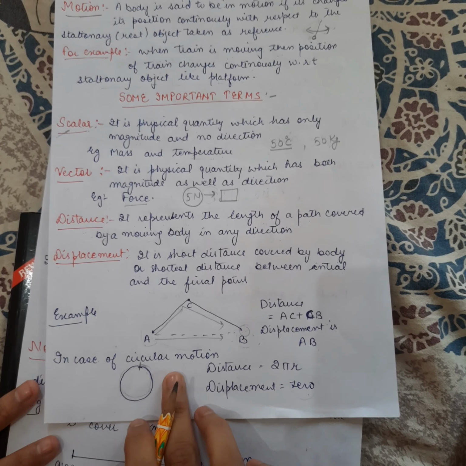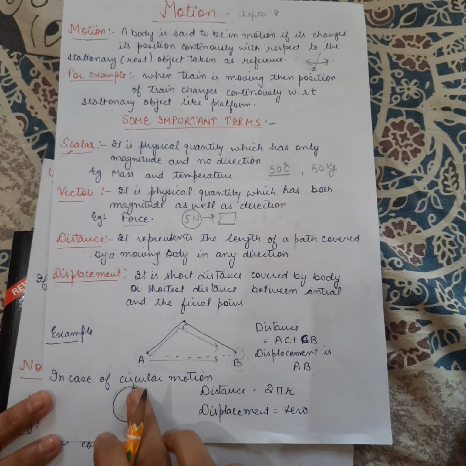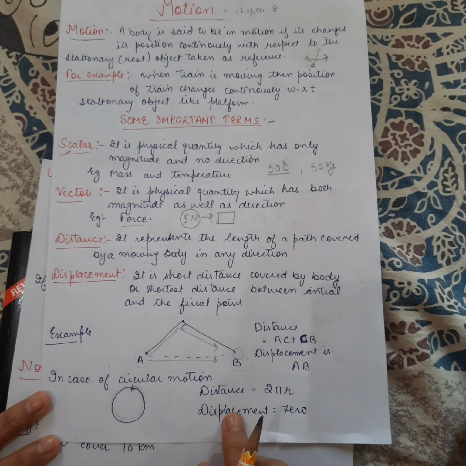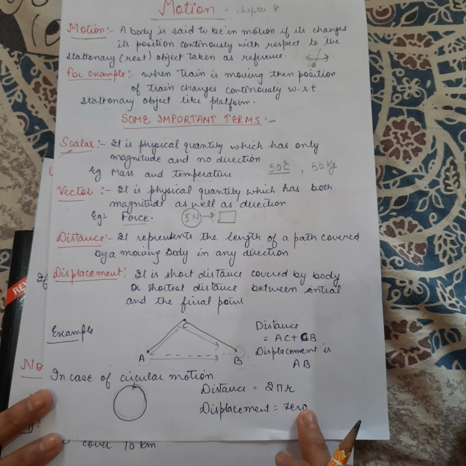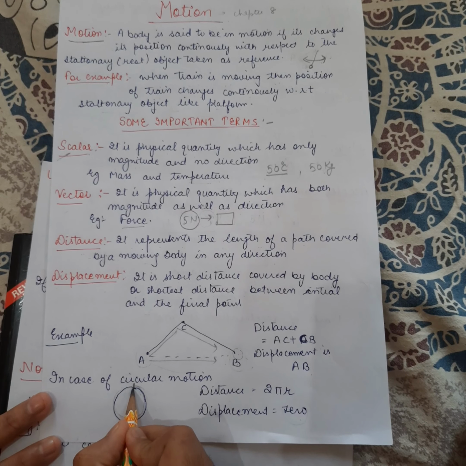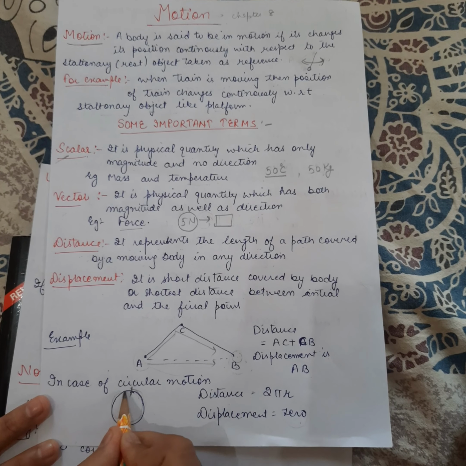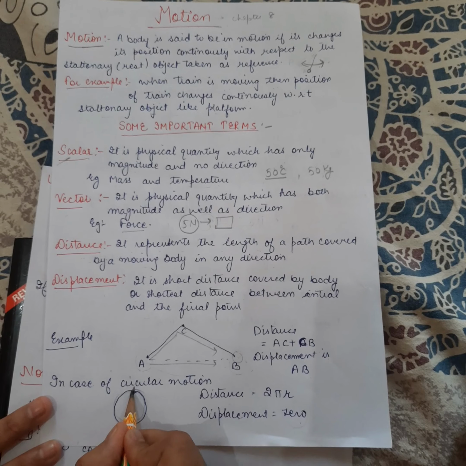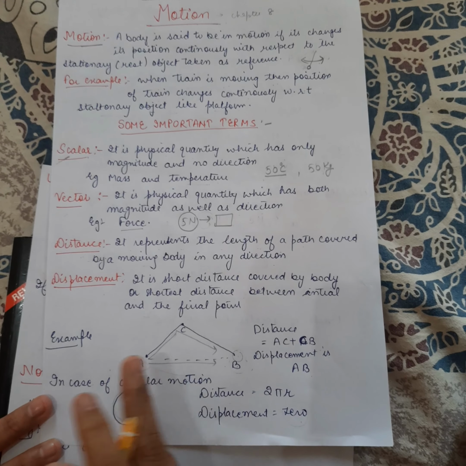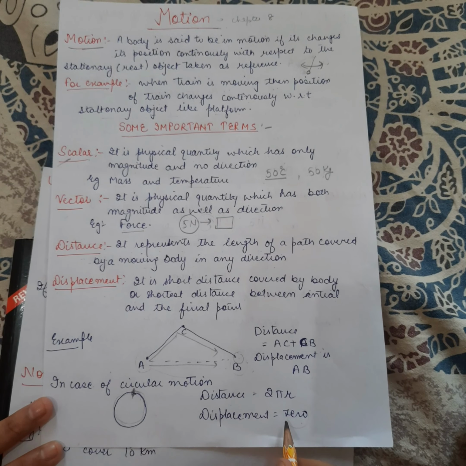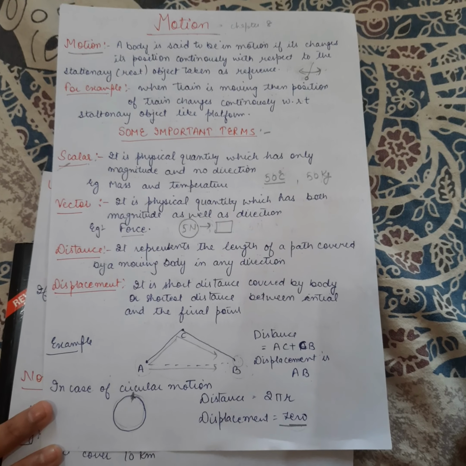So in case of circular motion, distance is 2 pi r, which is the perimeter of a circle, and displacement is 0. Why is displacement 0? Because if we are taking a point over here and we are moving in circular motion, after coming back to the same point, the initial and final position is the same. So there is no displacement over here. So displacement is 0.